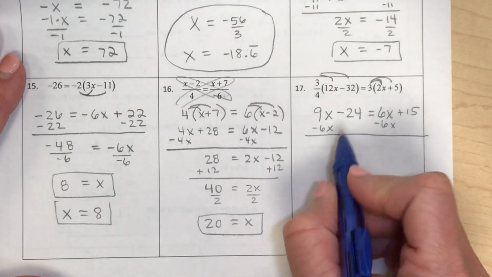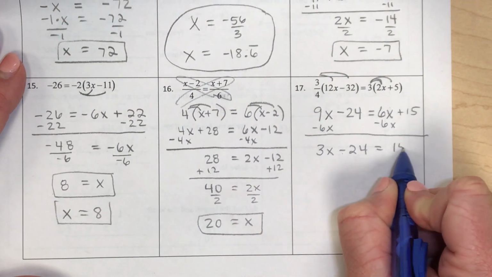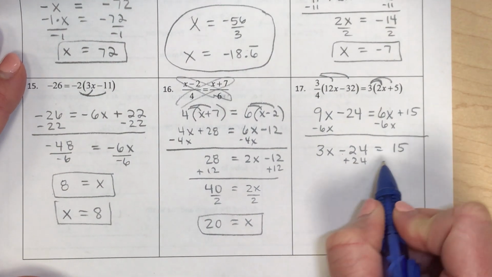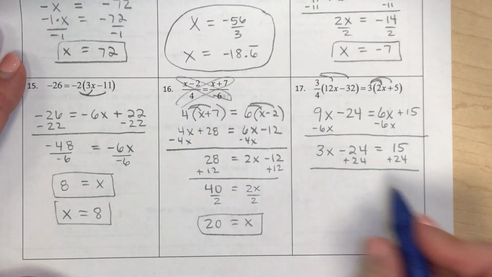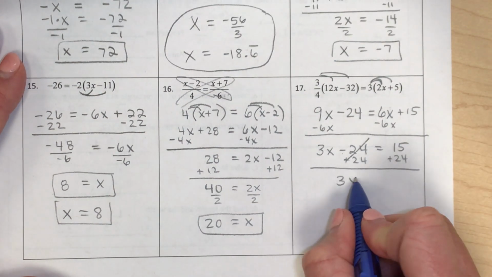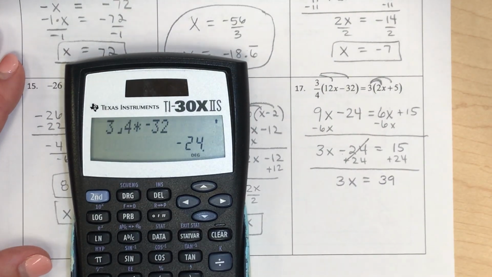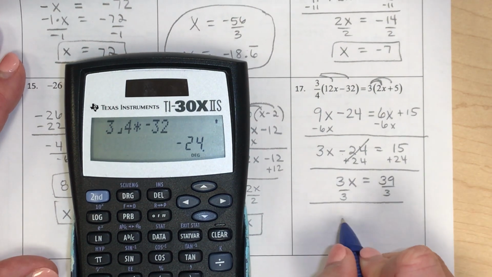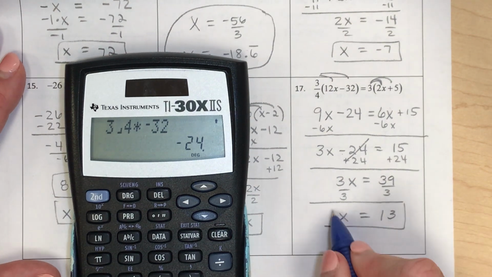Okay, so 9 minus 6 is going to give us 3x. Minus 24, that's supposed to equal 15. Now if my letters are on the left side, I need to move my numbers away from my letter. So I'm going to move the 24 over to the right side. So now I have 3x will equal 39. And if I divide both sides by 3, which is my coefficient, I'll have 13 for my solution.